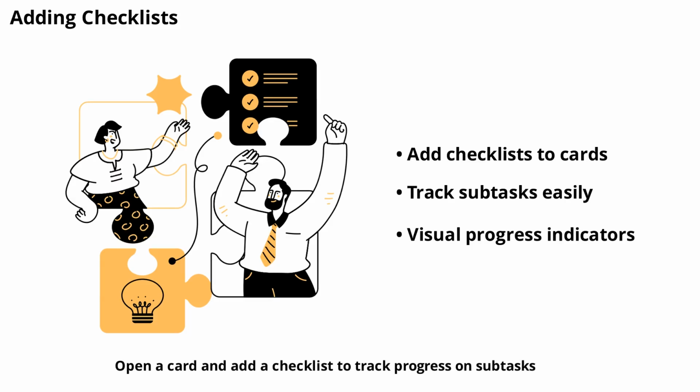Open a card and add a checklist to track progress on subtasks. You can check off items as you complete them, giving you a clear view of what's done and what's left. Checklists are especially useful for complex tasks that require multiple actions.